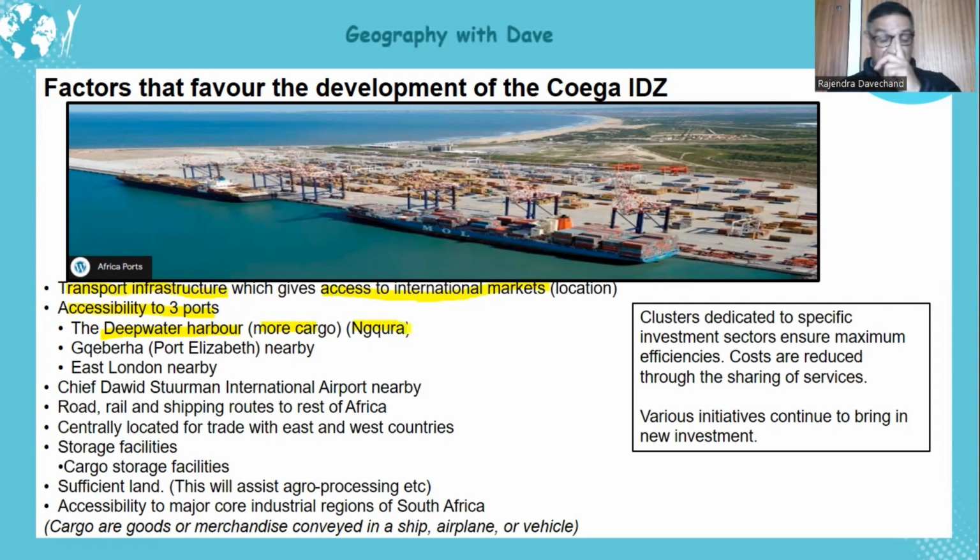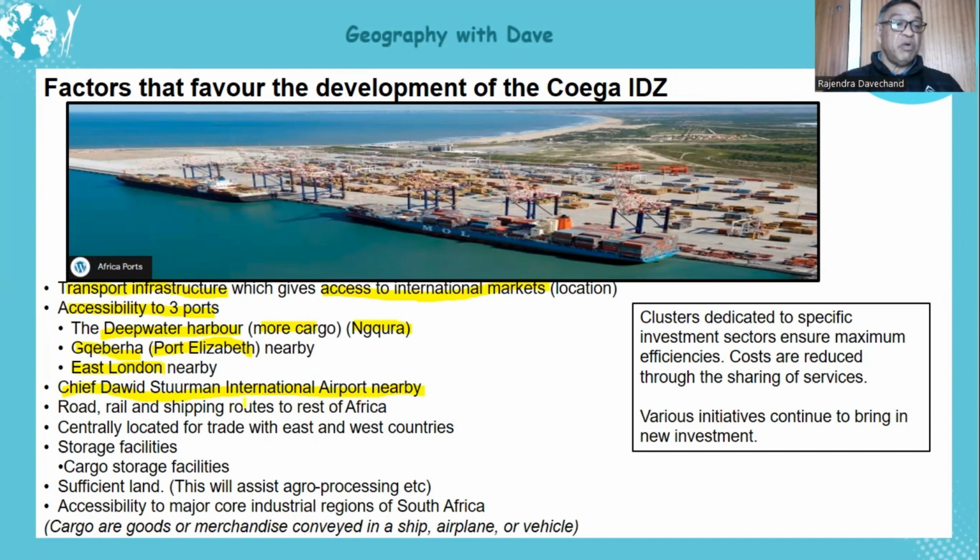And my apologies again if I pronounce it incorrectly, but it's also another beautiful name, found right there by the Kuka. Then we have the harbour or port at Coega, now known as Port Elizabeth, which is nearby. And of course, the East London harbour port that's nearby also. So it gives us accessibility to 3. And remember, water transport is cheaper. We also have the Chief David Steelman International Airport nearby. So we even have air available.